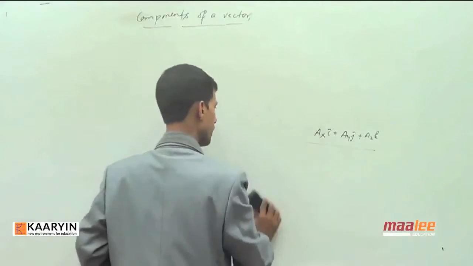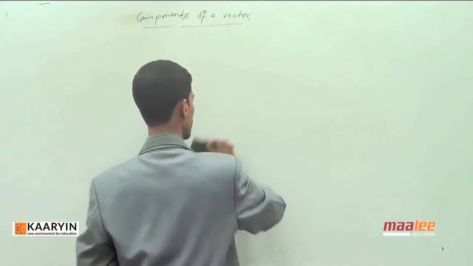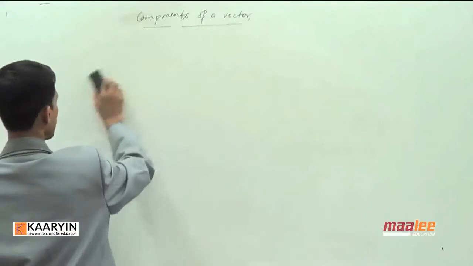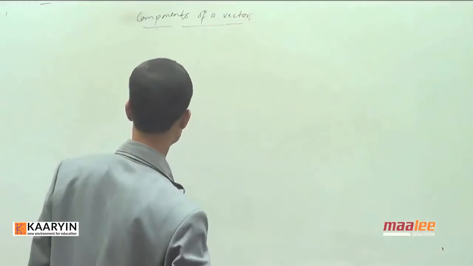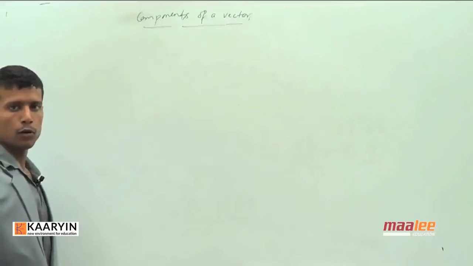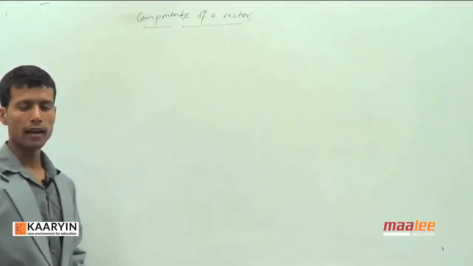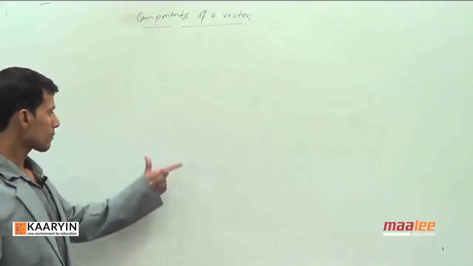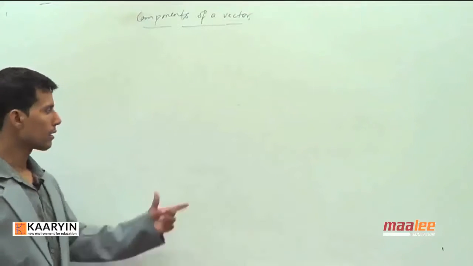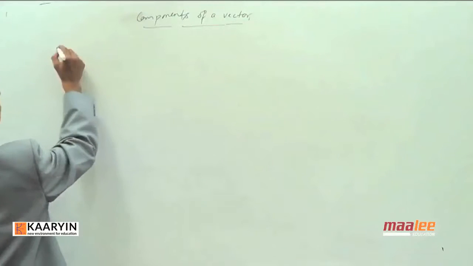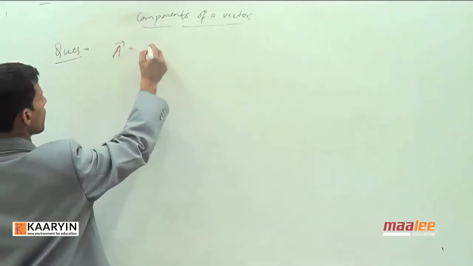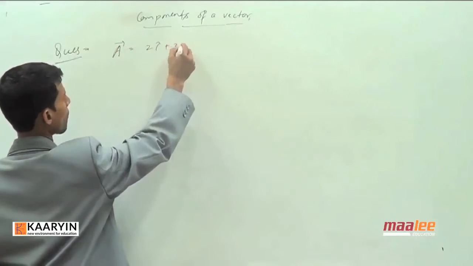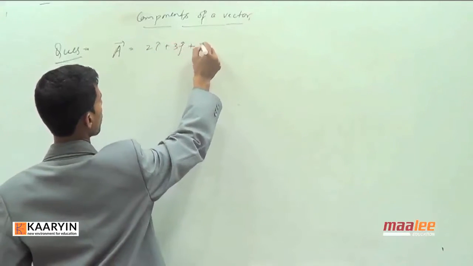Following this, in the last class we saw how to add two vectors geometrically and subtract two vectors geometrically. Today we are going to see how to add and subtract two vectors in mathematical form, in algebraic form. So suppose we have a question. Suppose we have a vector A equal to 2i cap plus 3j cap plus 3k cap.